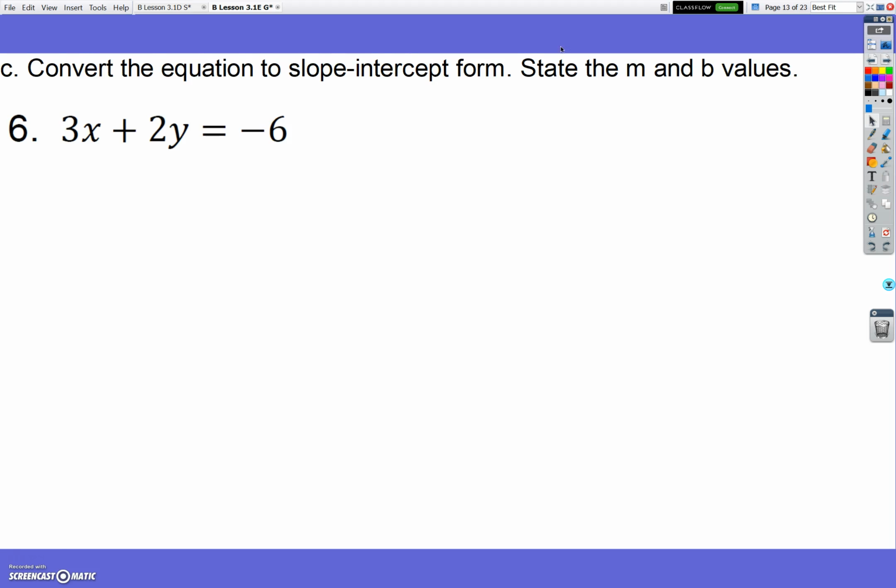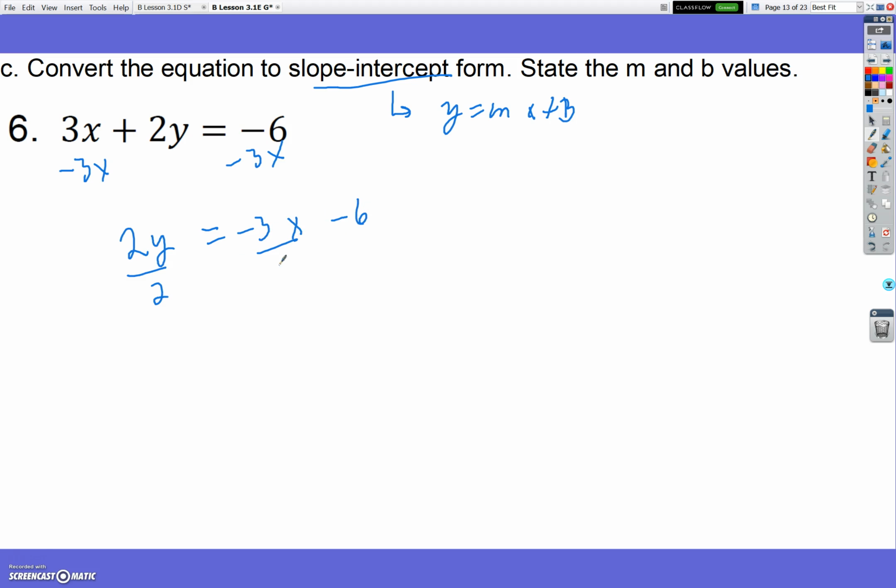So it says convert this into slope-intercept form. Remember, slope-intercept form is y equals mx plus b. So let's get y all by itself. I would start by subtracting 3x on both sides. This would give me 2y is equal to negative 3x minus 6. Then I would divide each and every term by 2. This would give me y equals negative 3 over 2 x minus 3.